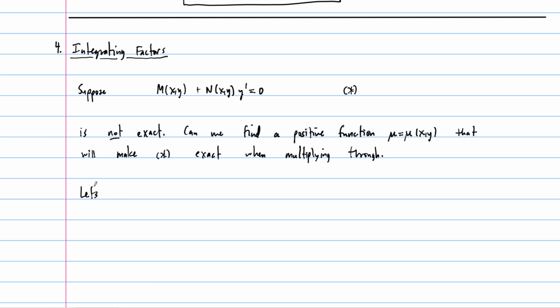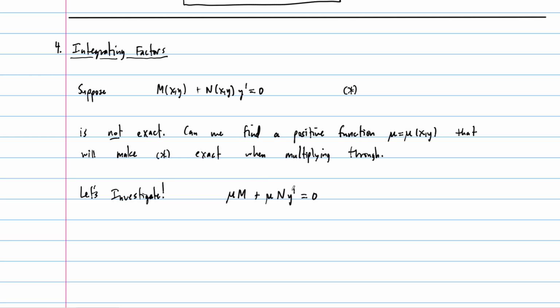So let's just investigate, right? What are we going to do? First, we're going to multiply through. I'm going to drop the independent variables here, even though y is not really independent in some sense, because we're assuming that y is a function of x, at least in a tiny neighborhood around the point, when we think about our fundamental existence and uniqueness theorem. But for the sake of this argument, let's just drop the arguments. And we'll write this then as mu times m plus mu times n times y prime equals 0.